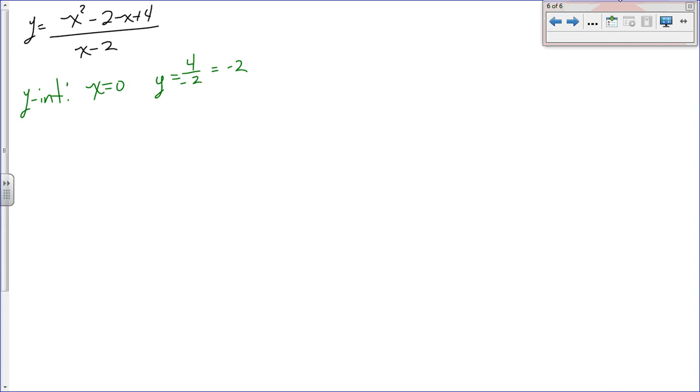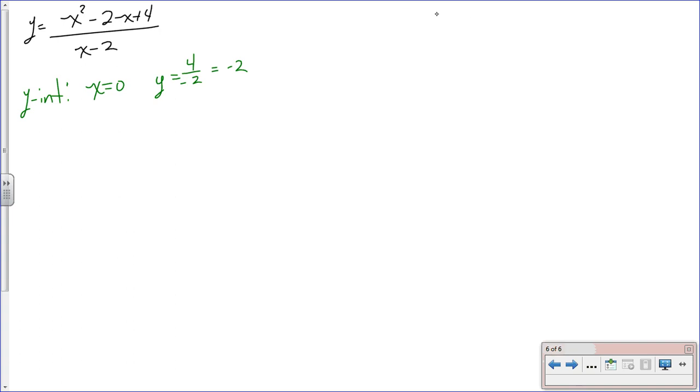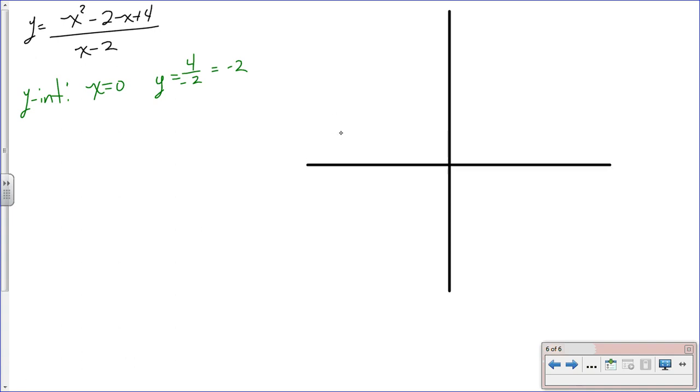So let's go ahead and start setting up our graph. Here's our x's. I drew that a little high. Let me move that down a little bit. That's good. So we know our y-intercept is negative 2. There's our y-intercept.